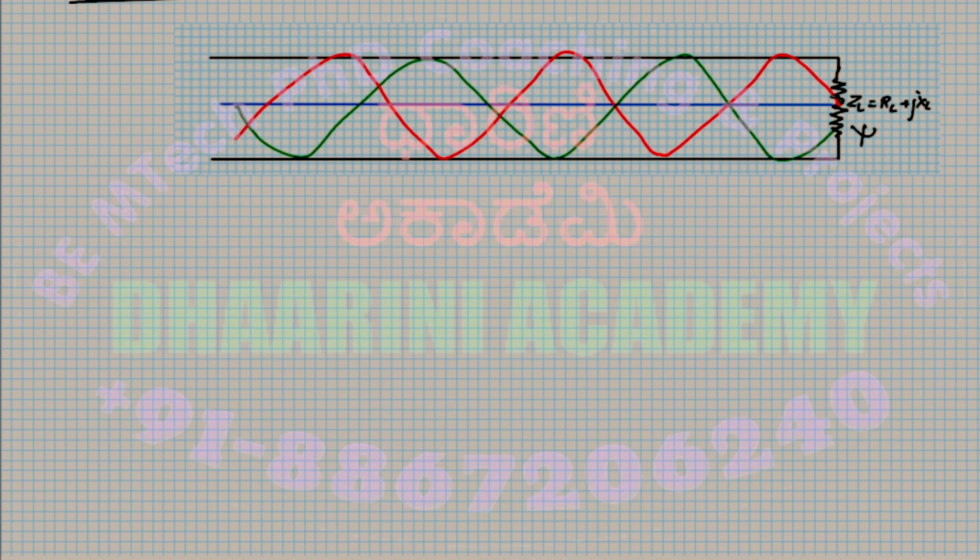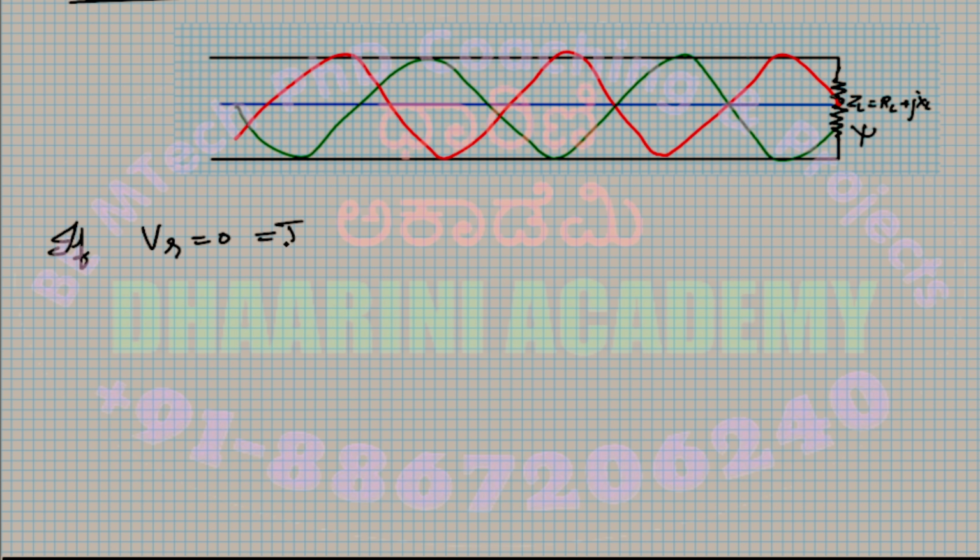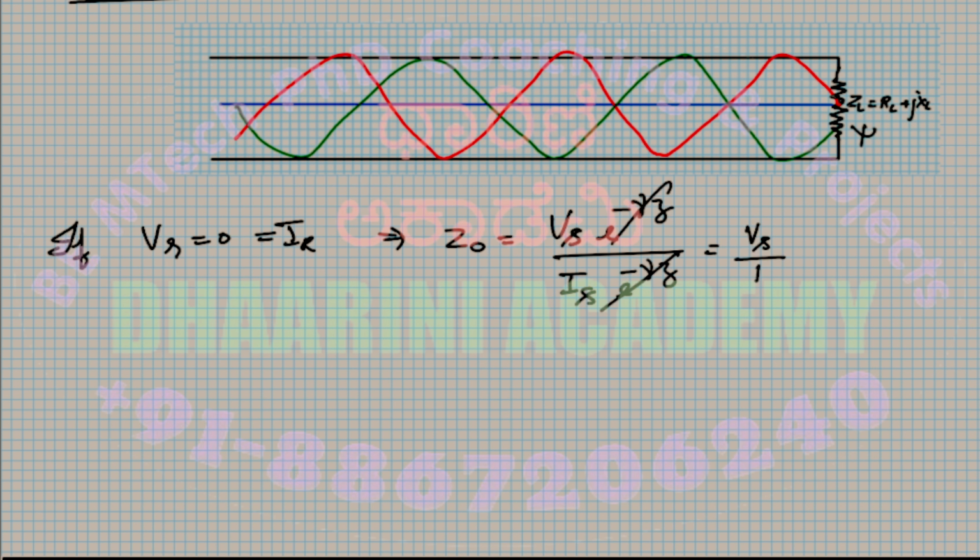Now I'll give a condition over here. Let's say VR equal to 0, that means IR is also 0. If that is the case, how do you calculate Z naught? VR and IR will not come into picture. There is no reflection. You simply have Vs e to the power minus gamma Z divided by Is into e to the power minus gamma Z. So you see this will cancel. So that means it is simply Vs by Is, right?